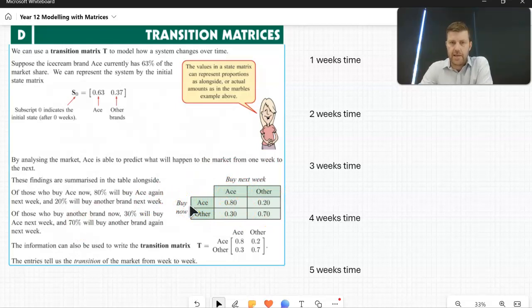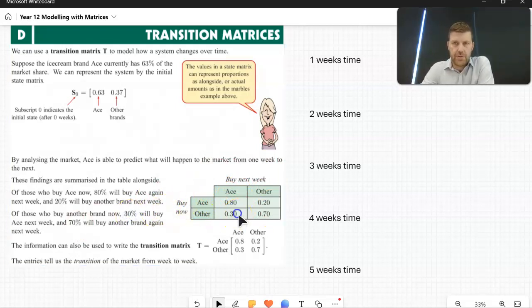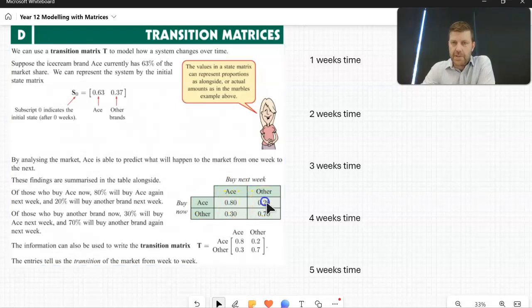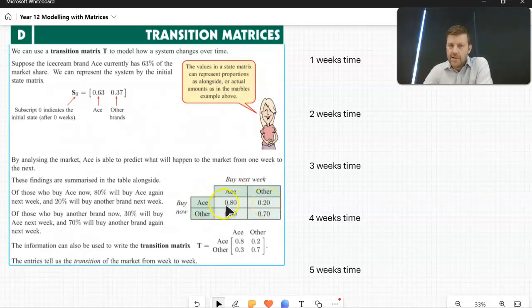Now notice again that these percentages have been converted to decimals. In a transition matrix, these do represent proportions. A transition matrix will always have rows that add up to 1, representing 100% of, in this case, consumers. So if they buy Ace this week, 80% will buy Ace again next week. If they buy Ace this week, 20% of those would choose to buy another brand next week. Again, that adds up to 100%, or this decimal will add up to 1. And you can see the second row also adds up to 1. So that's just converted to a simple matrix down here. You can see the values are the same.